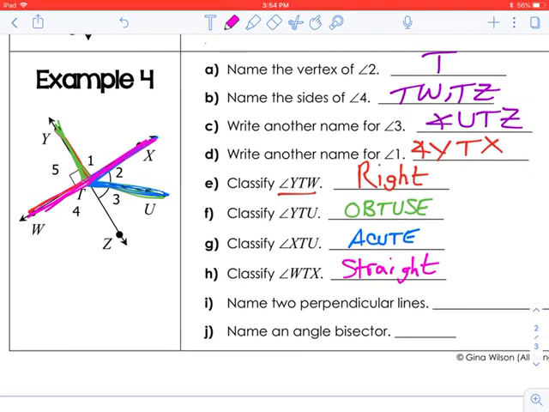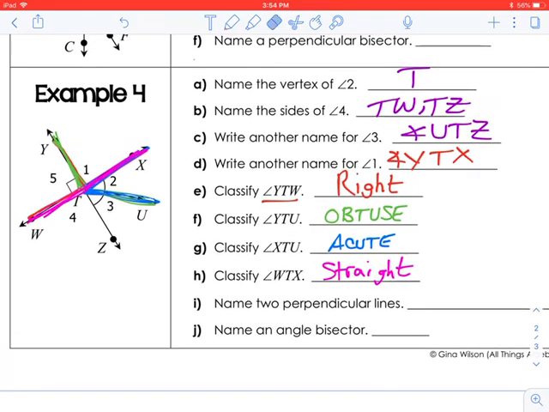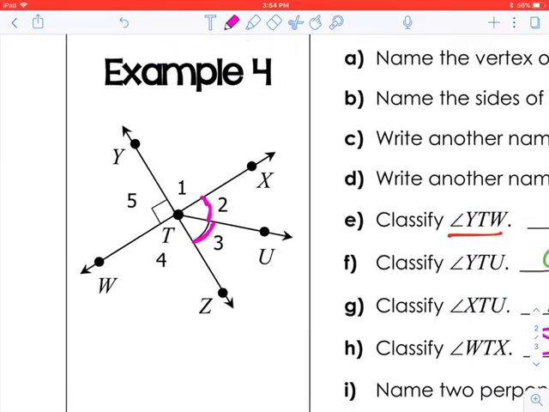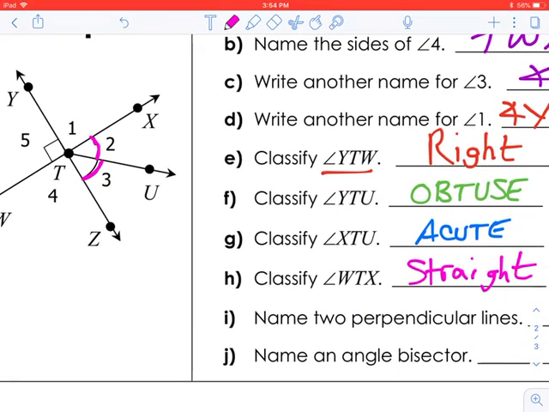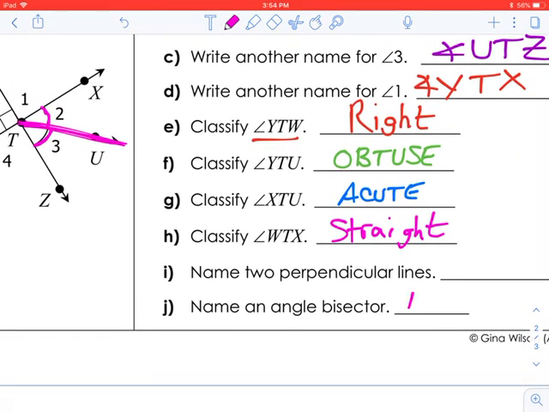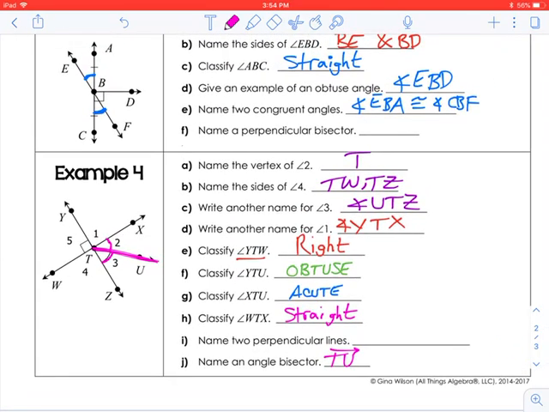Okay, so name two perpendicular lines. We'll do that in a second. But angle bisector, if you look at the labeling here, you can see these two angles are labeled the same. An angle bisector is the one that splits that big angle in half. So the angle bisector here would be TU. We'll have some more practice with this stuff, but that's classifying angles.